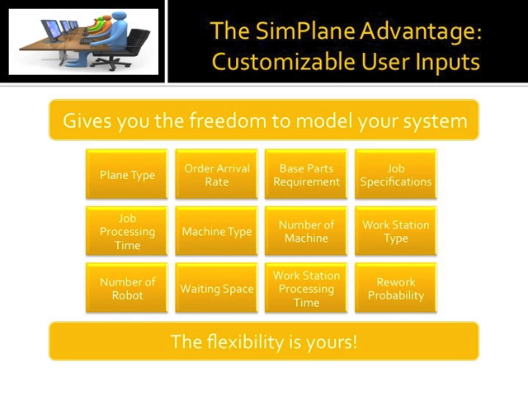Customizable user input. As I have previously mentioned, our product gives you the freedom to model your system by considering both random input parameters and controllable design factors. Random inputs, for example, order arrival rate, job processing time, rework probability, and many more. While controllable design factors such as base part requirement, job specifications, number of machines, and so forth. So again, the flexibility is yours.